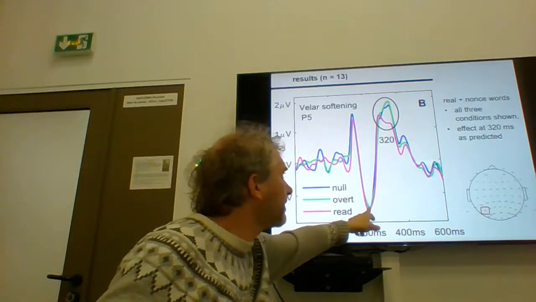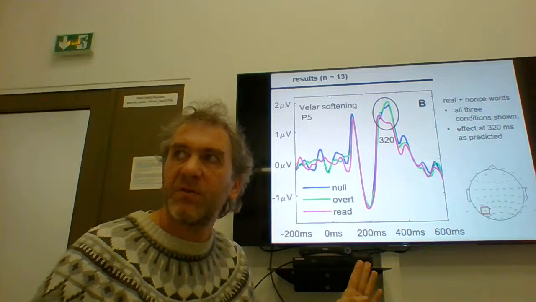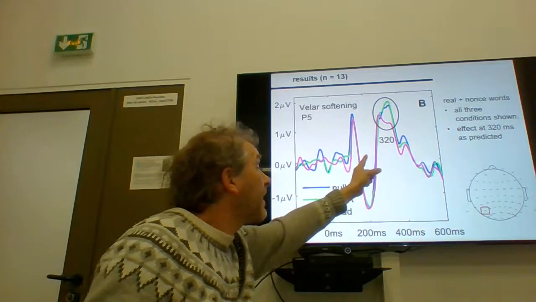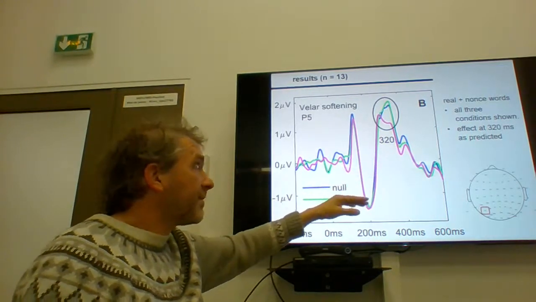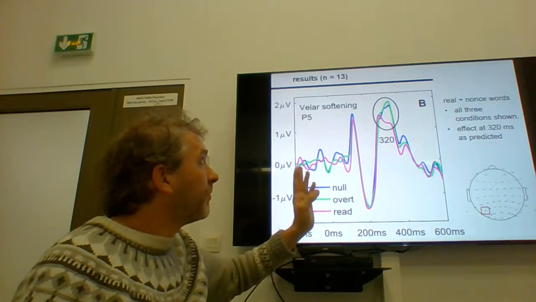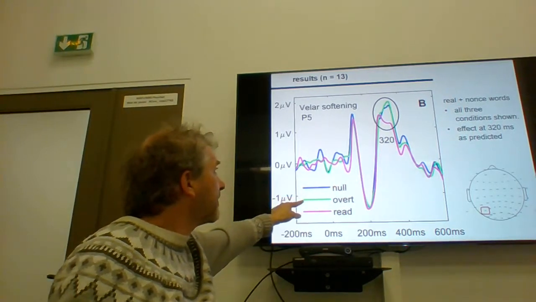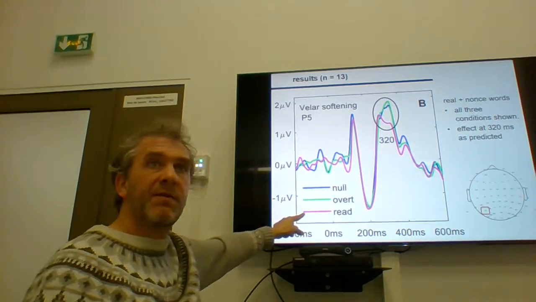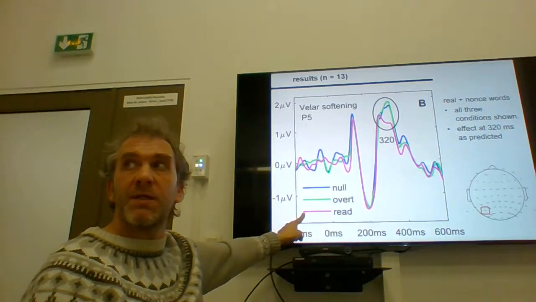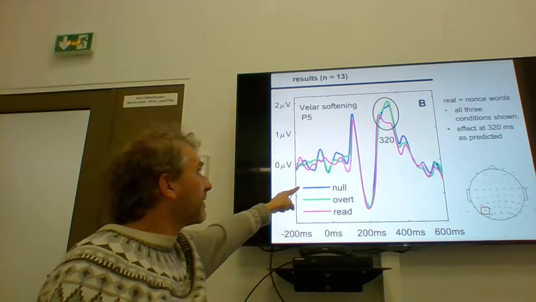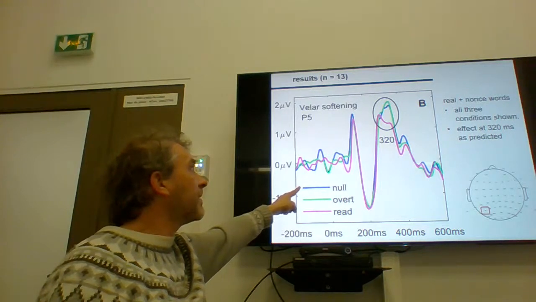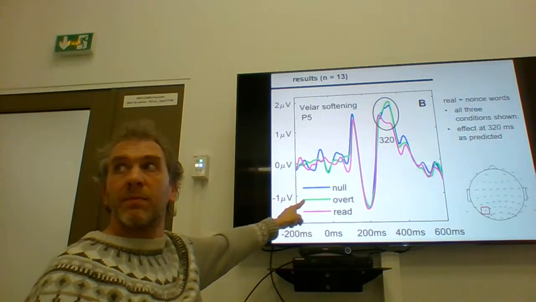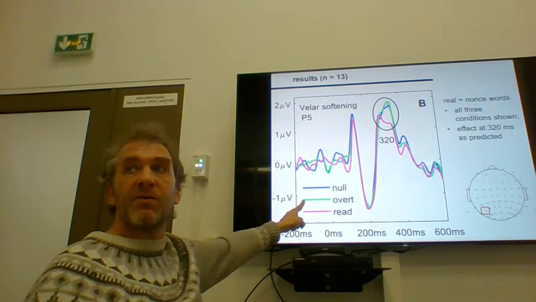So at 200, the three are the same, okay. At 320, we get the same effect as before. Green and blue are together against the red, and the red is red because you get concatenative activity only in green and blue. Okay, that is what this slide is supposed to show.